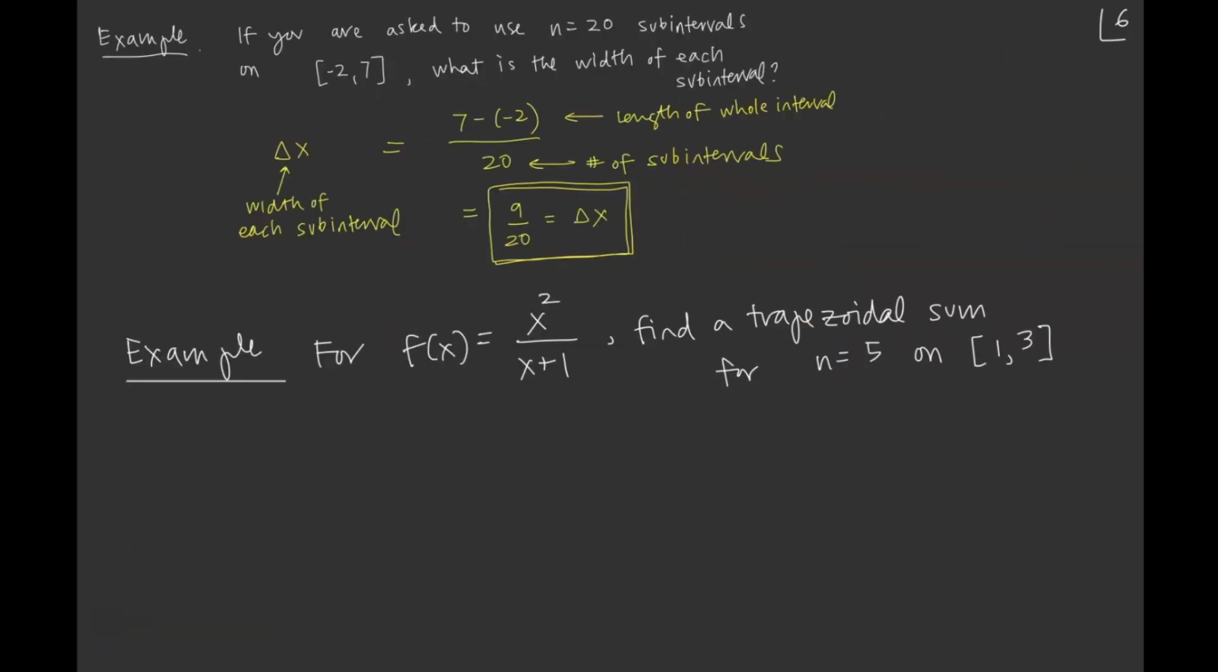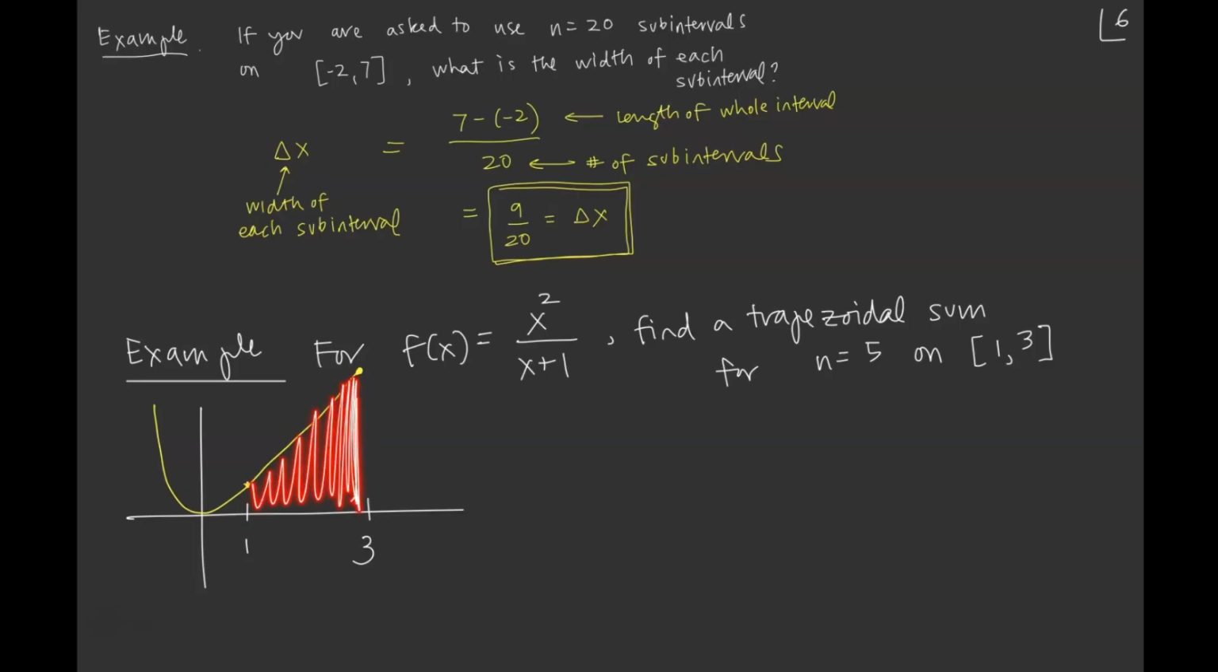For our last example, we've got a new function, f of x equals x squared over x plus 1, and we're going to find the trapezoidal sum this time for n equals 5 on the interval 1, 3. So let's get an idea of what this looks like. Here's 1, here's 3. And this particular function looks something like this. That's a terrible drawing. It's more like this. Okay, so we're interested, starting here, stopping here. It is not linear. It looks kind of linear, but it's not. And so we want to calculate the area between the curve and the x-axis here.